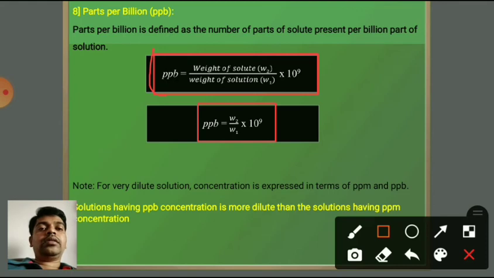This is parts per billion, and it is also important to note that solutions having concentration in ppb are more dilute than solutions having ppm concentration, because the concentration of that solute is much smaller in ppb than in ppm. These two concentration units, ppm and ppb, are used for very dilute solutions.